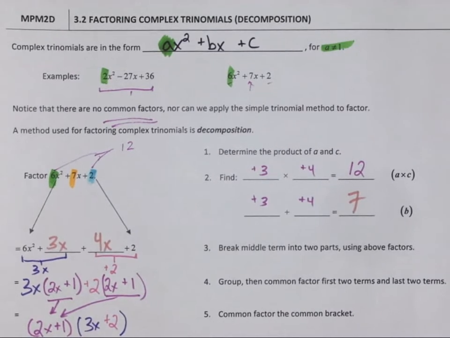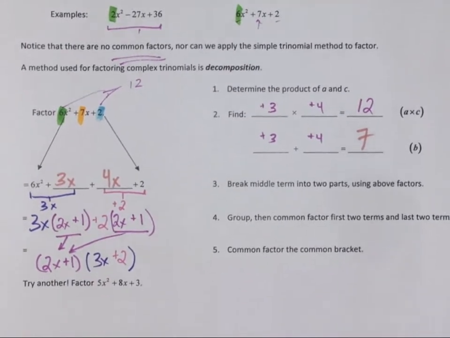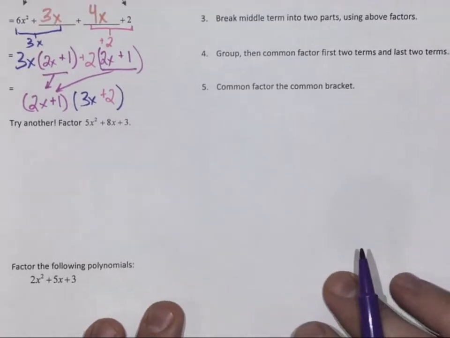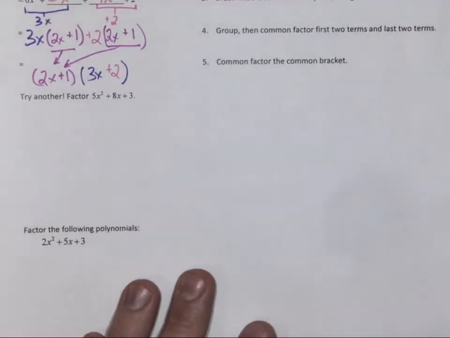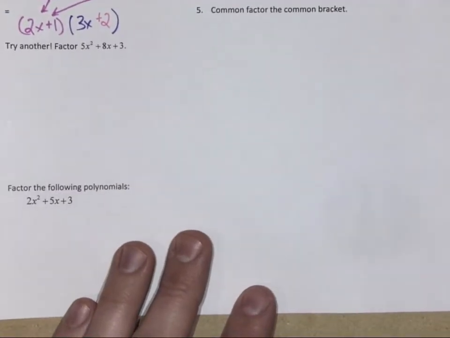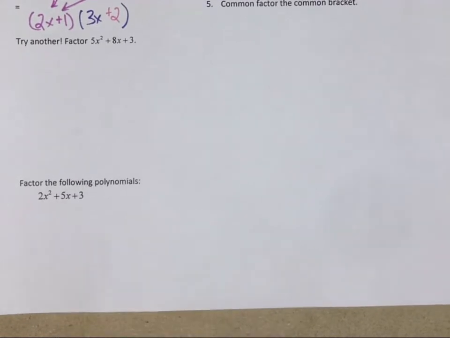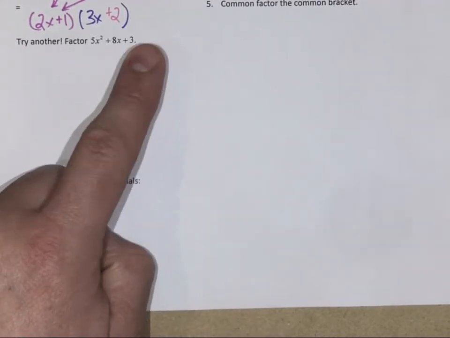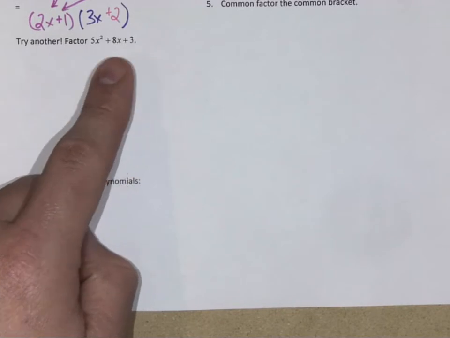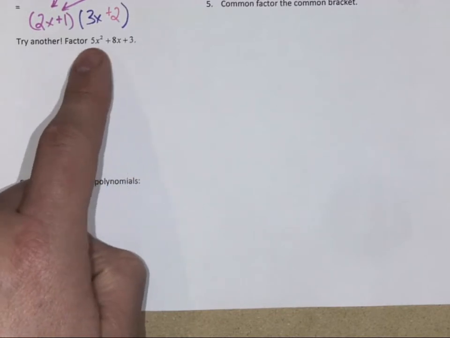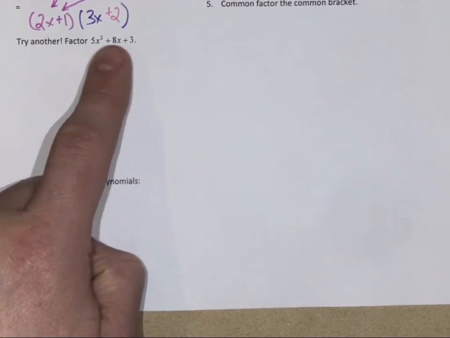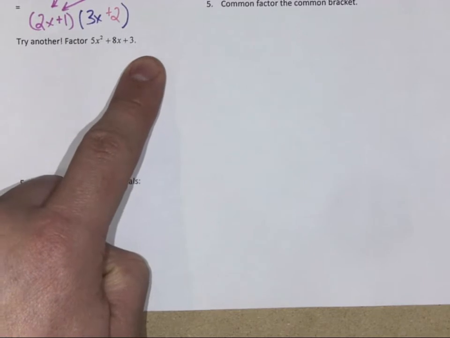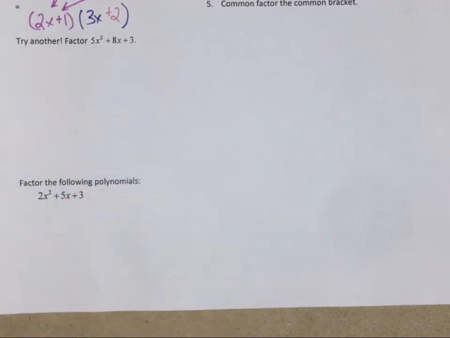So we're going to do that again, a few more times. 5x squared plus 8x plus 3. Our first step, we look for a common factor. 5, odd number, 8, even number, no common factor. Add in 3, no luck.